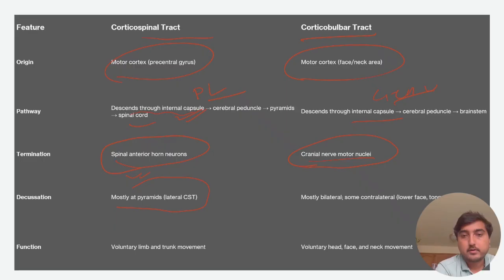Most of the corticospinal tract, as they descend, decussate at the caudal brainstem, whereas the corticobulbar tracts, 50% of them cross to the other side, whereas 50% remain on the same side. And the function of the corticospinal tract is voluntary limb and trunk movement, whereas the corticobulbar tract controls the head, face, and neck movements.